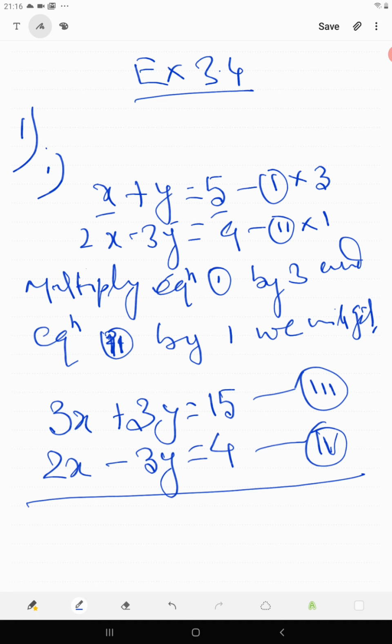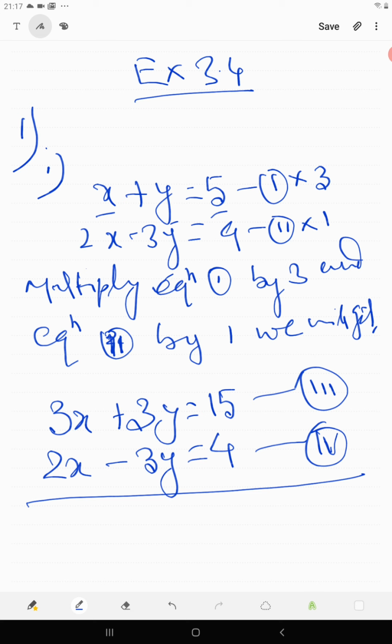Now, can you see this? The sign of 3y in the third equation is plus, and in the fourth equation it is opposite. So we will add them, because the signs are already opposite. If it is the same sign, we subtract, and if it is opposite sign, we add. In addition no sign change happens; the sign change happens only in subtraction. If you add x and y, it will be x plus y only. If you add x and minus y, it will be x minus y only.